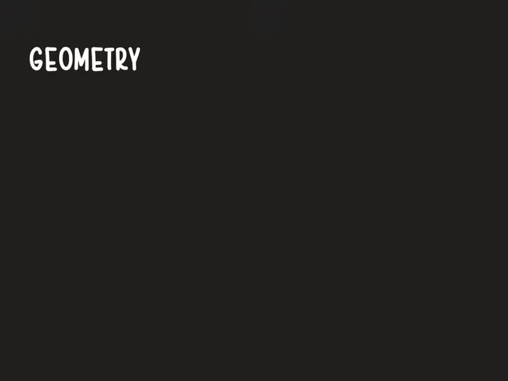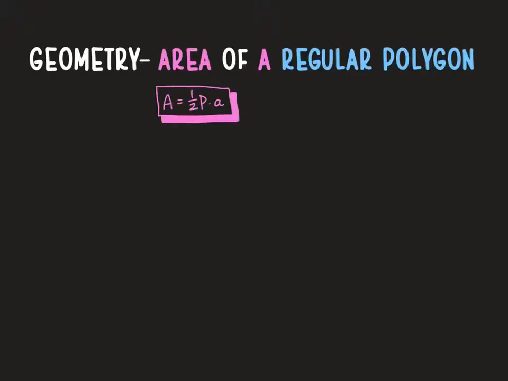One of the things that we study in geometry is the area of a regular polygon. We define area of a regular polygon as 1/2 p times a, or pa divided by 2. And p represents the perimeter of the regular polygon. We'll develop a formula for this later on in the video.